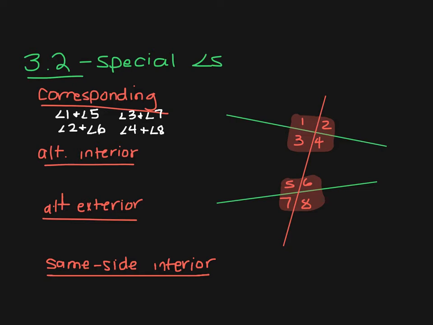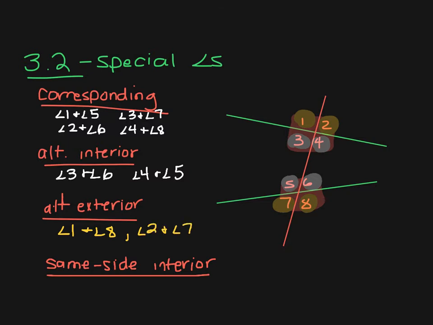Alternate interior were in between the two lines, but on opposite sides of the transversal. So 3 and 6 are alternate interior. And then 4 and 5 are the other alternate interior pair. Alternate exterior lies outside the 2 lines, but again, opposite sides of the transversal. So 1 and 8 are your first pair of alternate exterior. And then 2 and 7 were the other pair.